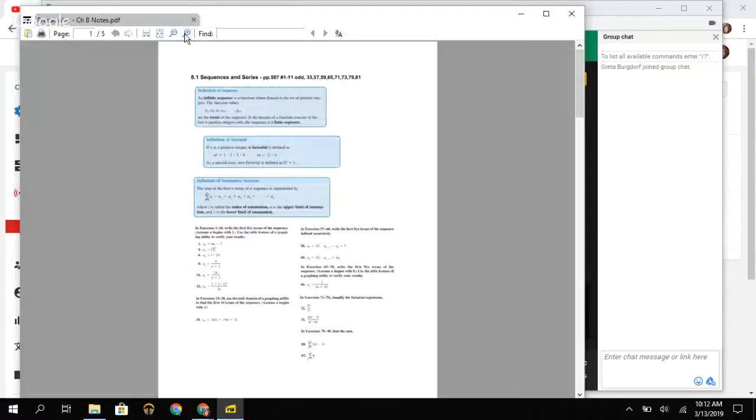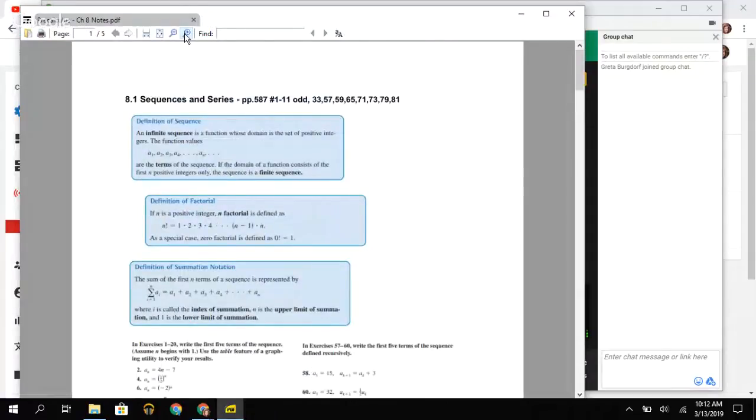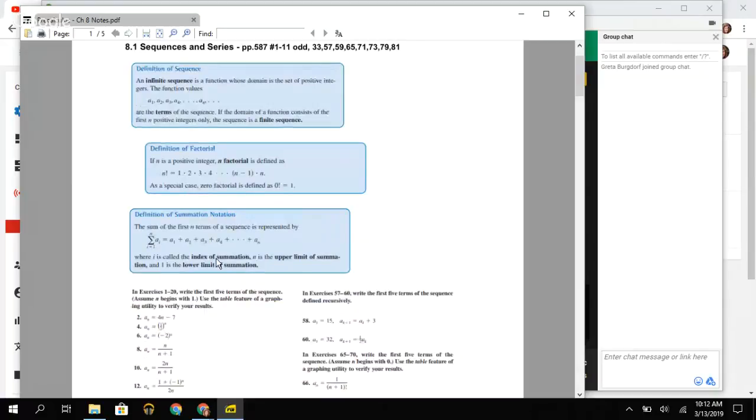Okay. All right, so we started talking about sequences and series on Monday, and I think that was not too bad, right? We just talked generally about what a sequence is, what an infinite sequence is, that's one that goes on forever, and what a finite sequence is, that's one that has a certain set of terms. We reviewed what a factorial was and what summation notation is.